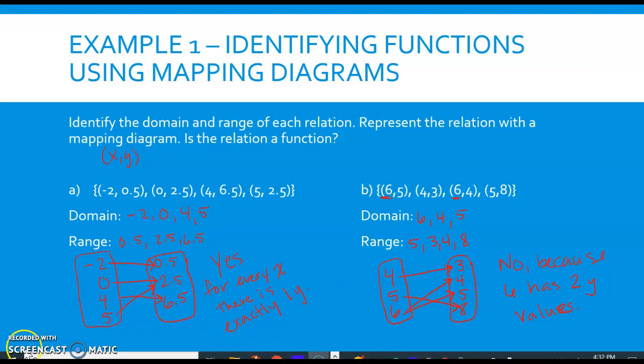In the next video, we're going to talk about the vertical line test and how to tell from a graph if the relation is a function. See you there.